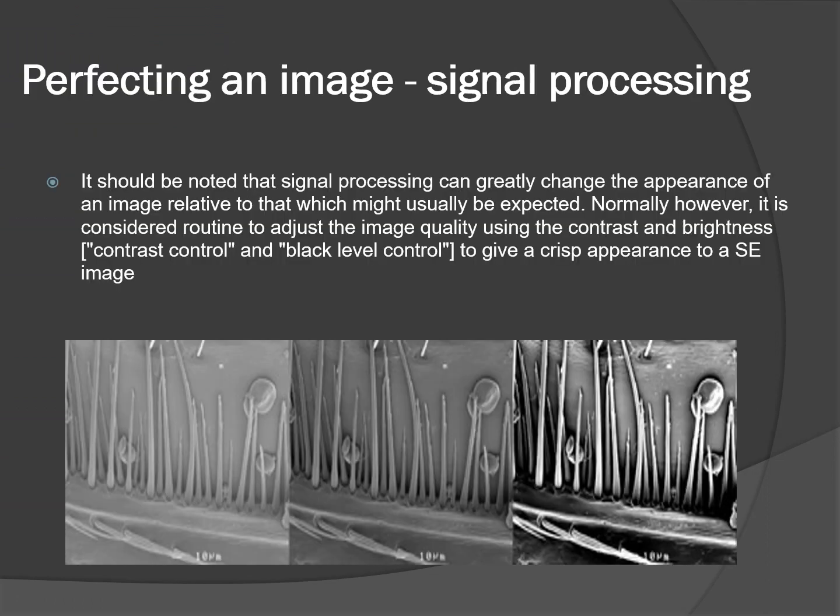How can we perfect an image? By signal processing. It should be noted that signal processing can greatly change the appearance of an image relative to that which might usually be expected. Normally, however, it is considered routine to adjust the image quality using the contrast and brightness controls and black level control to give a crisp appearance to a secondary image.